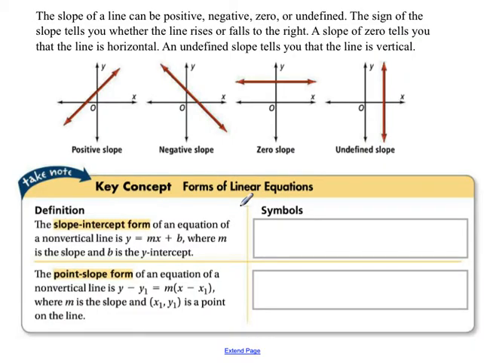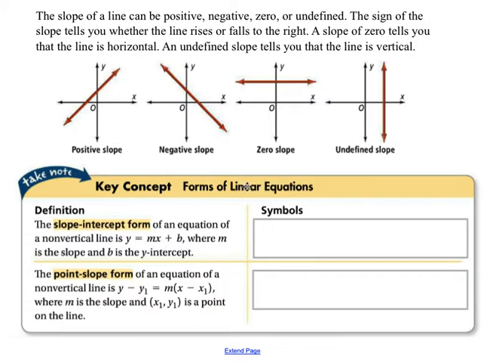So here are the 4 situations that you will run into with slopes of lines. You can have a positive slope, a negative slope, a 0 slope, or an undefined slope. Anytime you get a 0 slope, we have a horizontal line. Anytime you get an undefined slope, it's a vertical line. And we're going to be using 2 different slope formulas for our equations.